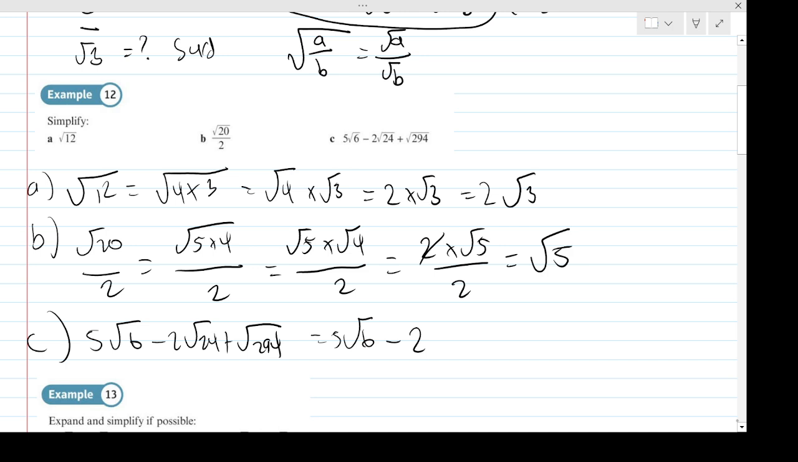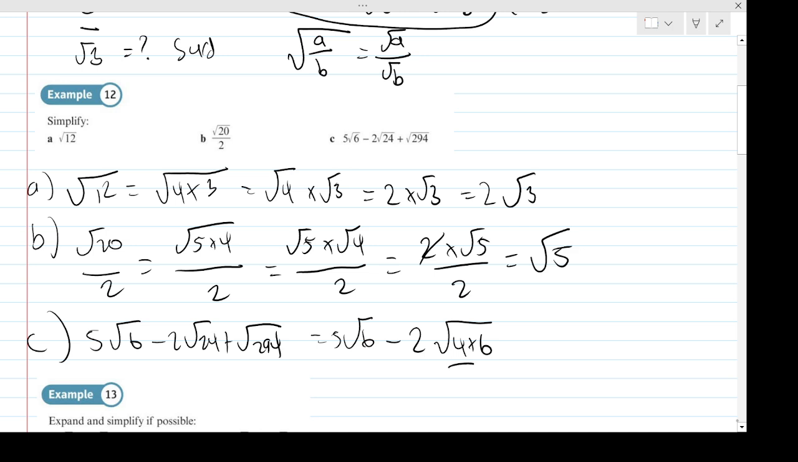But what about root 24? Can we simplify that? Well, what about the factors 24 and 1? That's not going to help us. 12 and 2? Not going to help us. Does 3 go into it? 3 and 8. Root 3, root 8. No. What about 4? Well, yes, 4 and 6, right? 2 times 4. So 2 root 4 times 6.